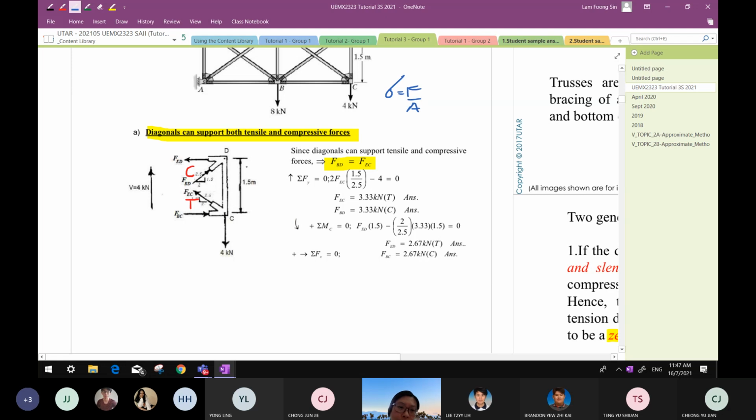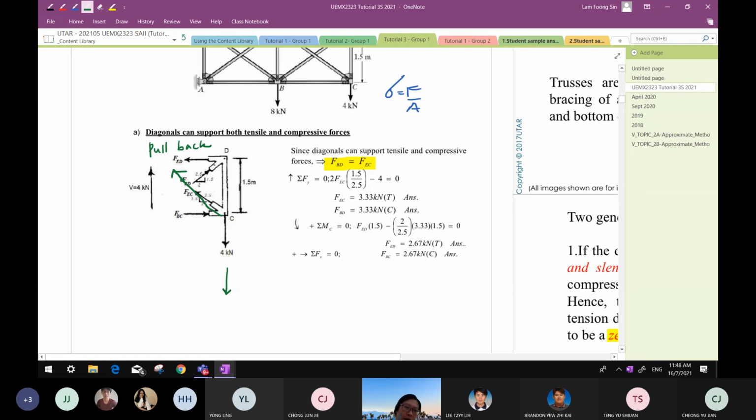How do I know it's compression here? You wouldn't really know, but the trick is you have to look and see, just by observation. If you cut this section, this thing is going to push there. Let's do the tension first. This is going to pull it down, 4 kN, so I'm going to resist it by pulling it back. That thing wants to pull down.